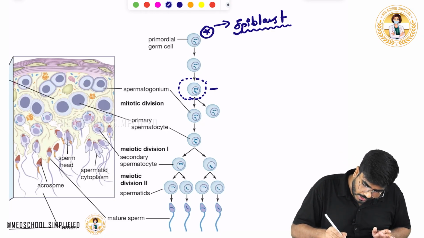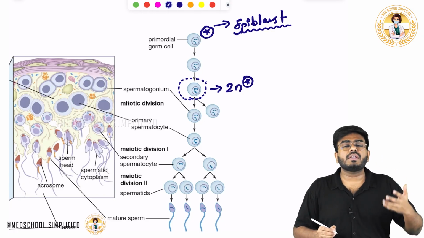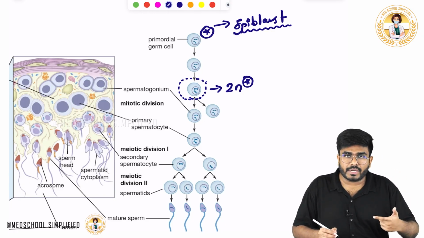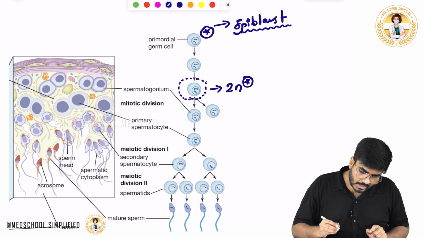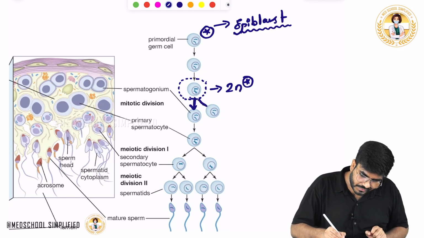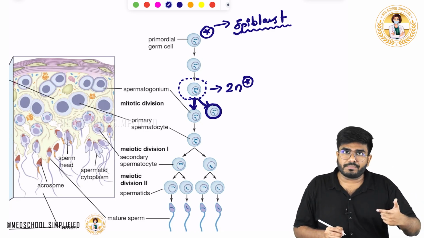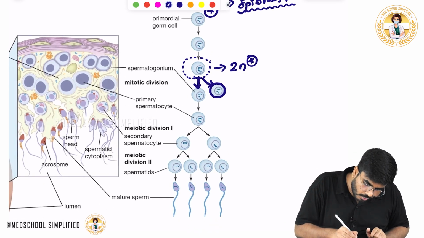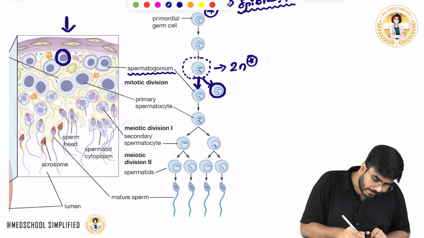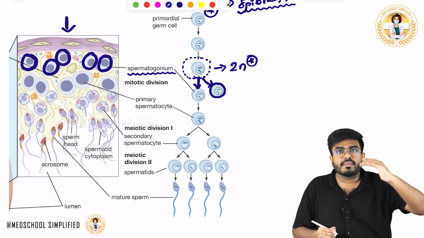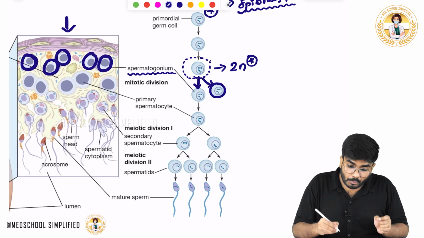These spermatogonia are 2n, which means diploid. They are continuously undergoing mitotic divisions, so they are maintaining their cell population. By the time of puberty, in the seminiferous tubule, at the basal side, this side that I am highlighting, there are these spermatogonia which are diploid.